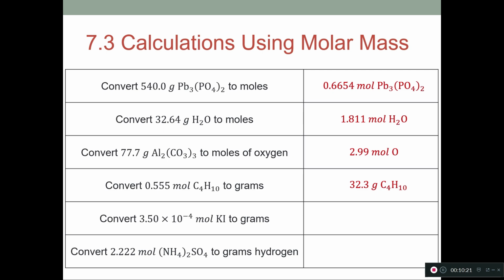The next one, we want to convert 3.50 times 10 to the negative 4 moles of potassium iodide into grams. So when we do that, we end up with 0.0581 grams of potassium iodide. And finally, the last one, we want to convert 2.222 moles of this ammonium sulfate into grams of hydrogen. And so when we do that, we end up with 17.92 grams of hydrogen.